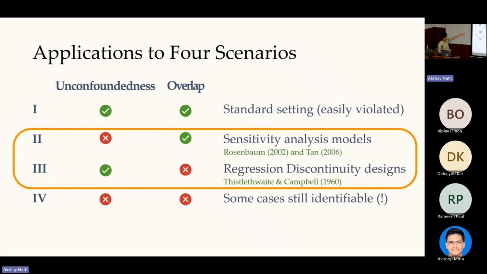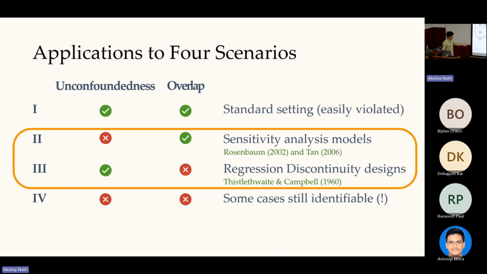The other model, where overlap exists but unconfoundedness is violated, is what people call sensitivity analysis. And here the idea is, what if unconfoundedness holds, but not exactly, only approximately. So it's violated, but I want to check the sensitivity of my estimate to this perturbation. I guess these can be applicable in any study you do. You might want to check the sensitivity of your results based on this assumption.